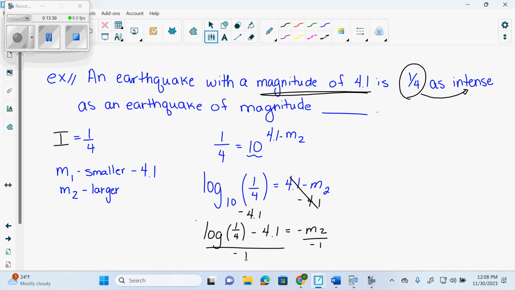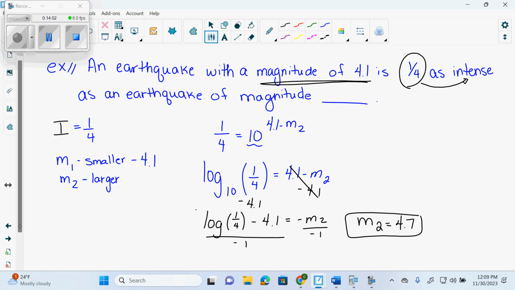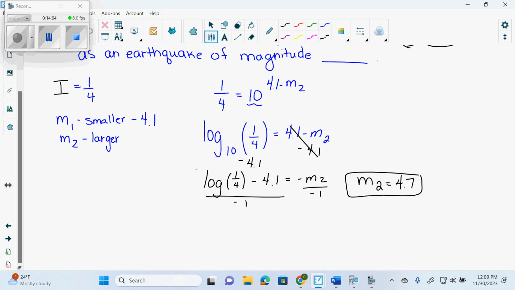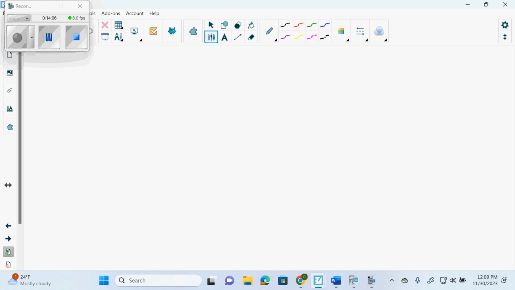So we'll go log quarter. I get 4.7. Okay, I'm giving you 2 questions here that I want you guys to attempt, and then we're going to move on to sinusoidal. This is one of them.